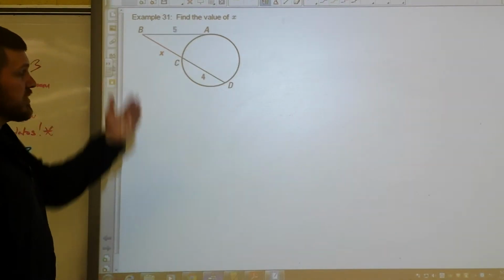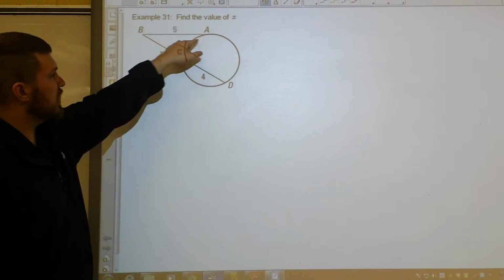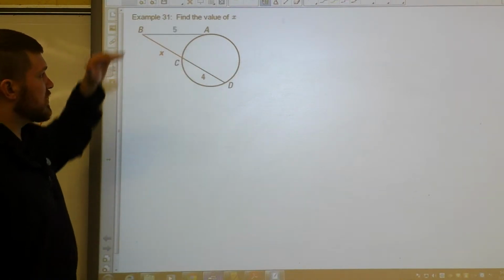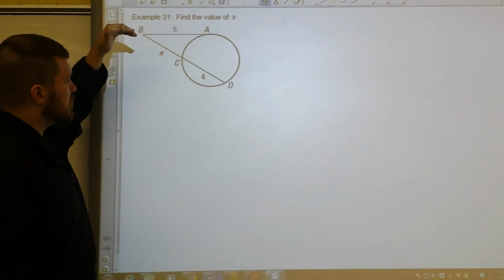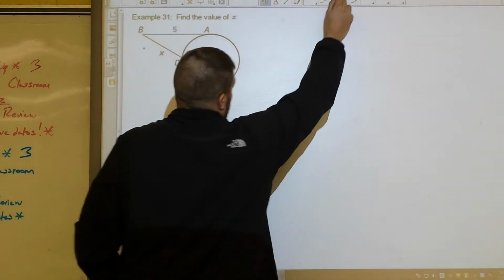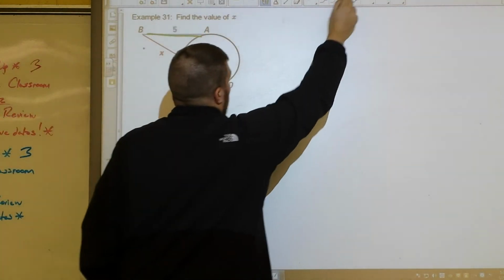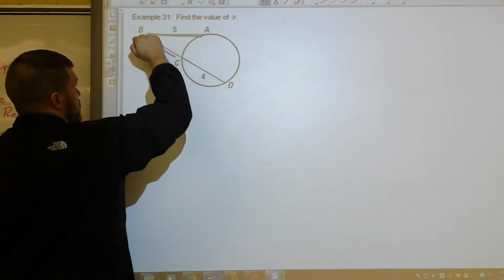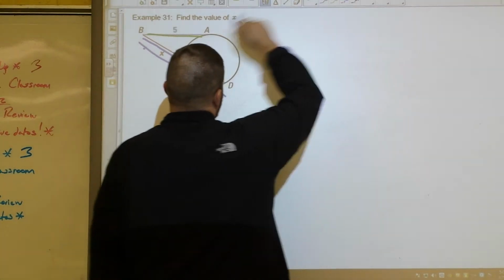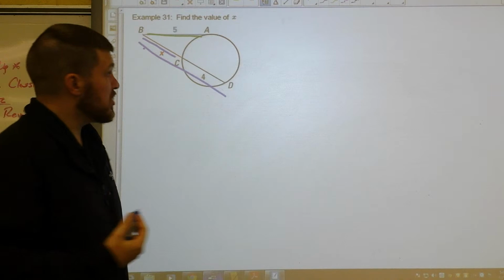Example 31, we're doing this exact same thing. We have a tangent because it touches in one spot, and a secant because it touches in two spots. Again, the tangent squared is equal to the external times the total. I'll say that again. The tangent squared is equal to the external secant times the total secant. I like to do those lines of different colors to help me get my thoughts together and figure out what my equation needs to be.